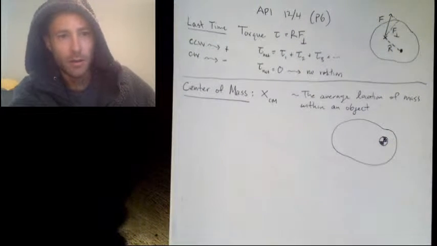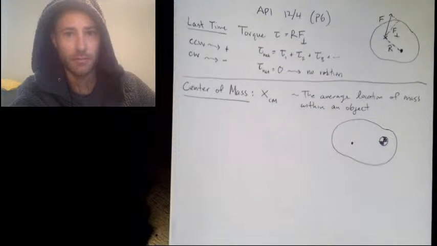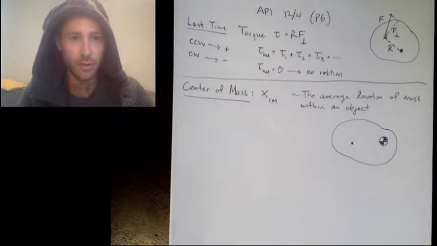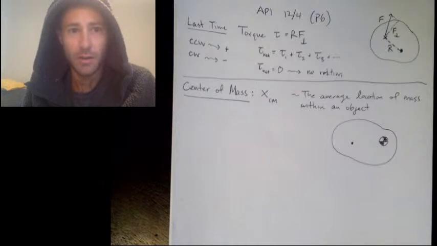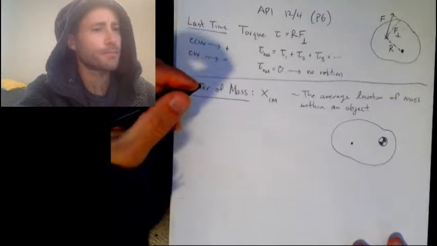Okay. Your center of mass may or may not correspond with the pivot point. So the pivot point could be someplace else. All right. Center of mass and pivot point are not necessarily in the same location. You could put the pivot point at the center of mass, but that doesn't always happen.